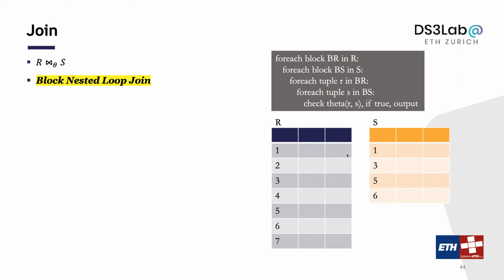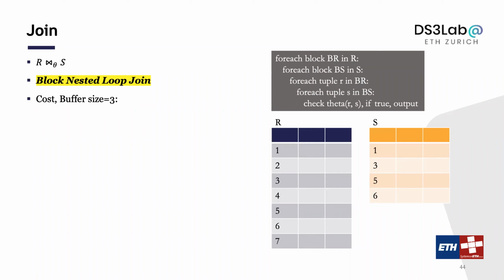What I'm going to do is bring 1, 2, 3 to the buffer, 1, 3 to the buffer, and I check the pair. And then I bring 5, 6 to the buffer. I check all the pairs. Then I bring 4, 5, 6, 7 to the buffer. Bring 1, 3. Bring 5, 6. Okay. So what is the cost here?